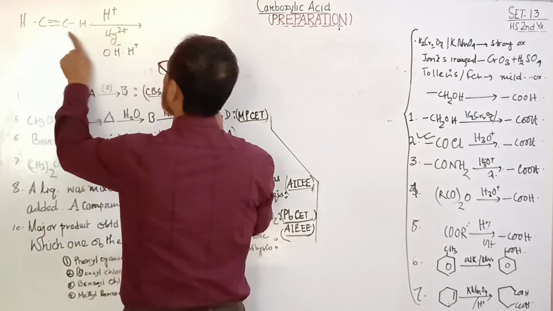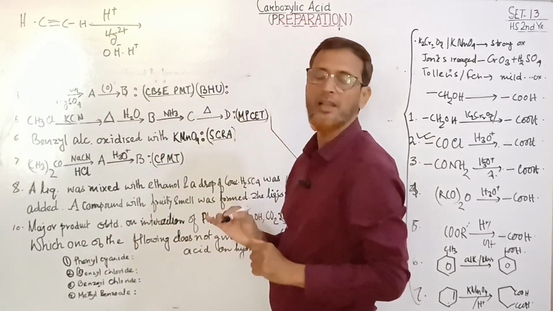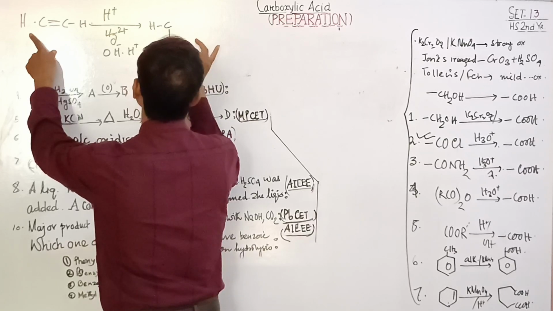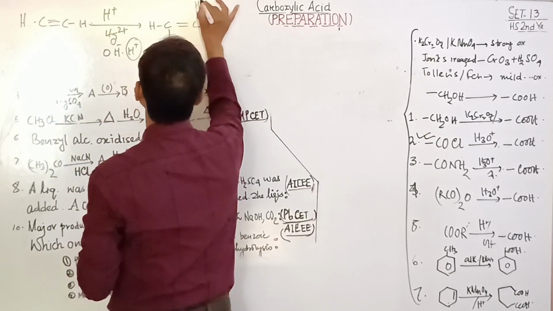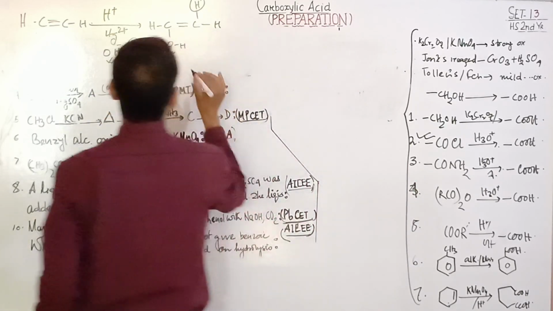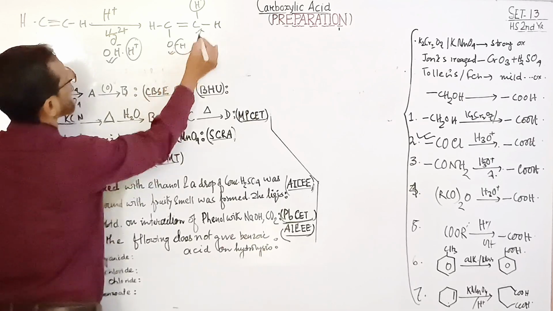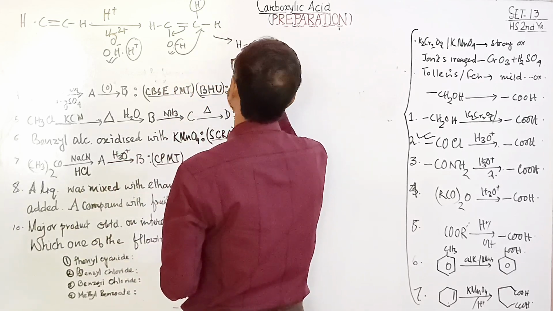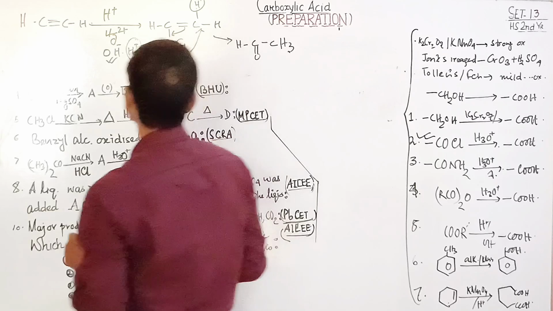What is A? Water and H positive get attached to it. In which carbon will OH and H plus add? It is all the same, because both carbons are symmetrical, having the same number of hydrogen. So either place we can use: HC(OH) double bond CH, with one H here and OH here. This is your A. This is unstable, so it changes its position in this way. What we get here is HC double bond O, CH3. We are getting an aldehyde.